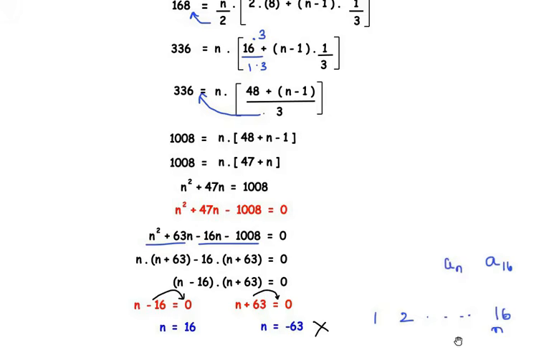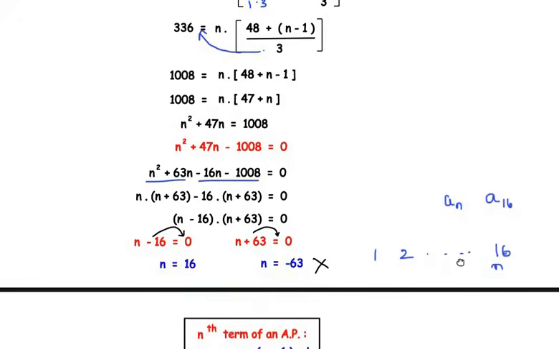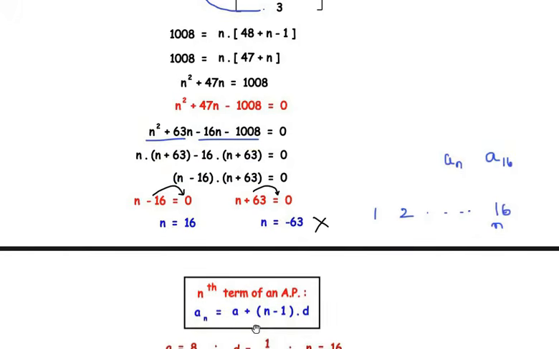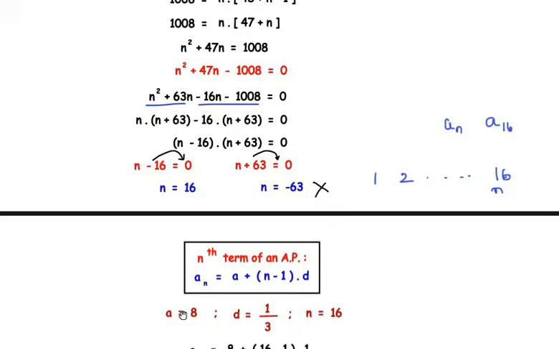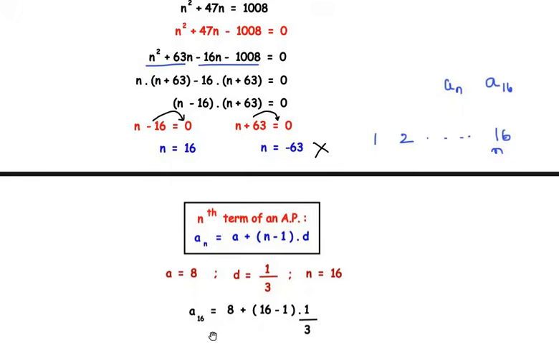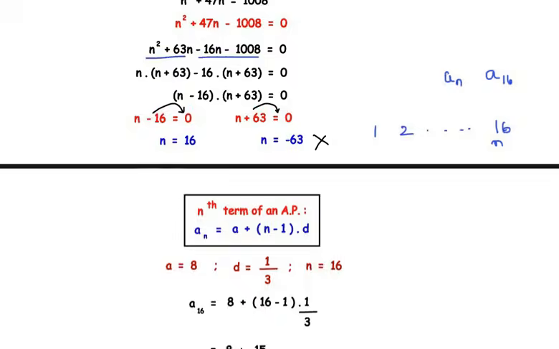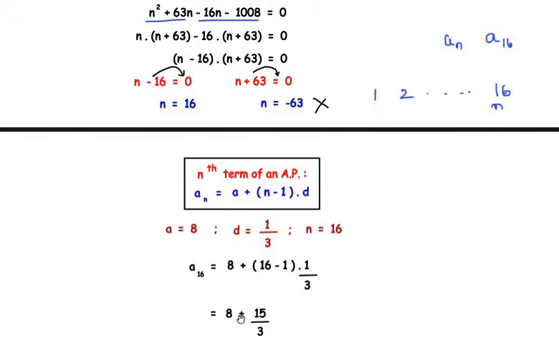For this we are going to make use of the nth term of an AP formula, given as an is equal to a plus n minus 1 times d. Now a was the first term of the sequence, which was 8. d was the common difference, which was given as 1 over 3. And n is the position of the eldest child, that is 16. So here a16 will be equal to 8 plus 16 minus 1 times 1 over 3. Now simplifying this, we get 8 plus, 16 minus 1 is 15, and 15 times 1 gives us 15 over 3.